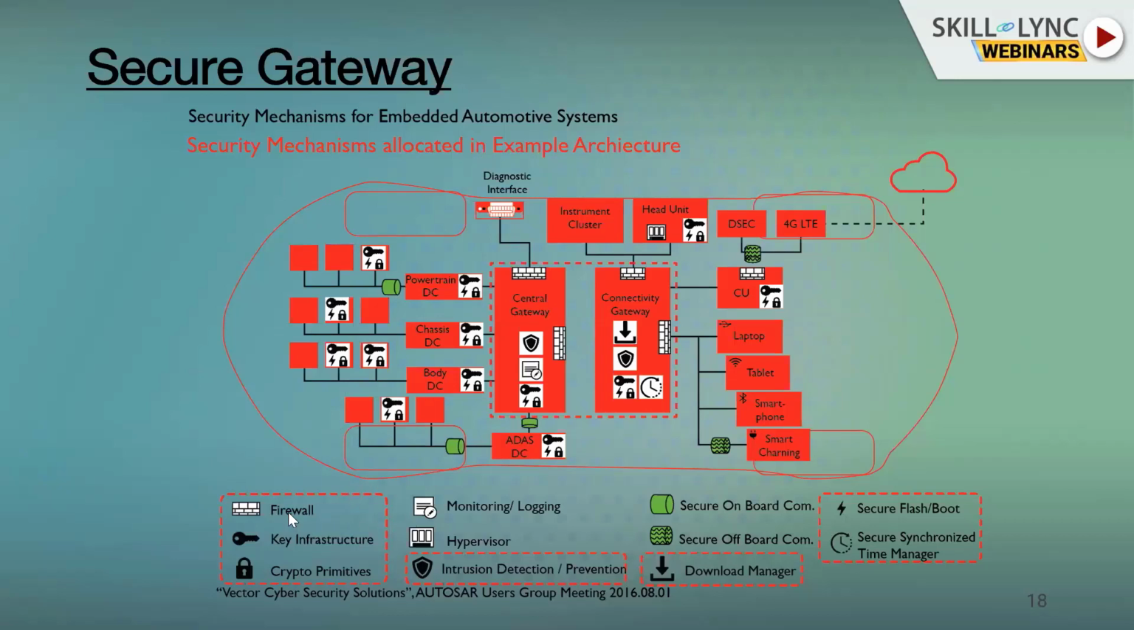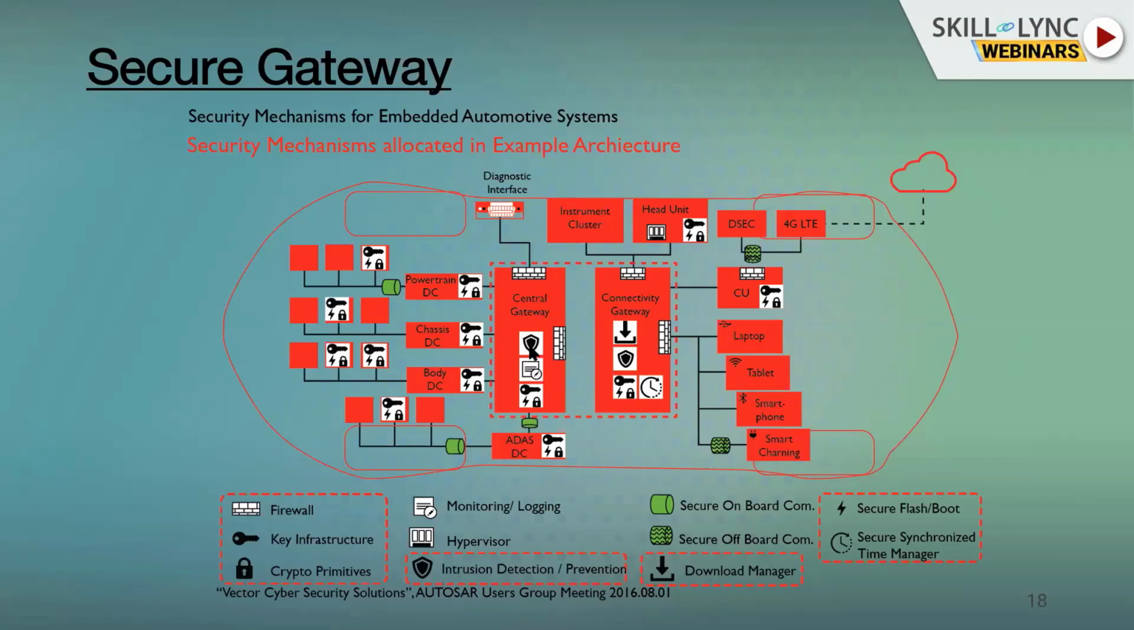It could be possible that you implement a firewall, key infrastructure, crypto primitives, an intrusion detection system, secure flash, secure boot, and then a secure synchronized time manager. So the PTP protocol could be implemented, and the download manager for the ECUs in the internal network. So if FOTA is used, then this FOTA content will first come to your secure gateway. The secure gateway will authenticate it, and only then will it allow it to go through, and then your ECU could be flashed. Okay, so this secure gateway could basically be divided into two parts, which are the central gateway and the connectivity gateway.